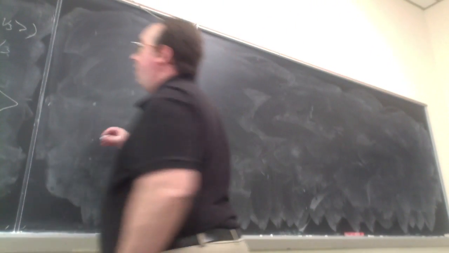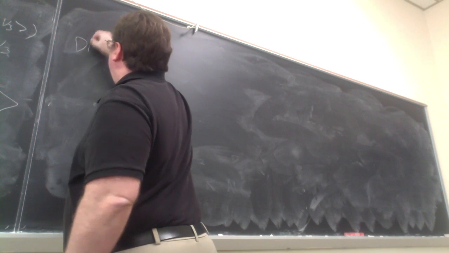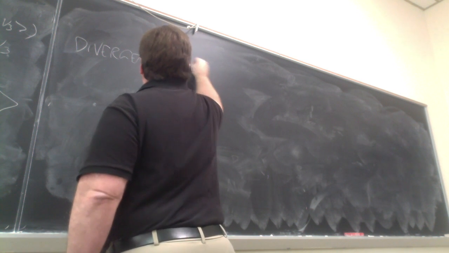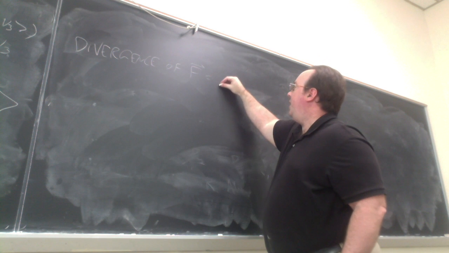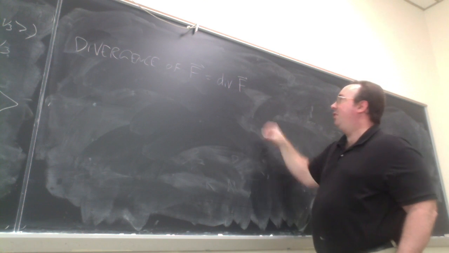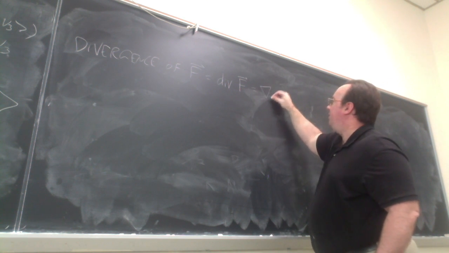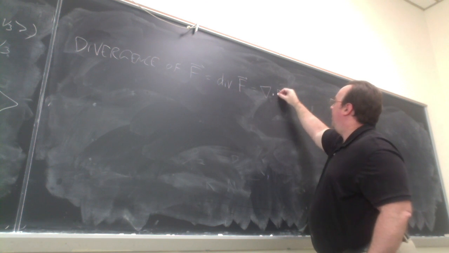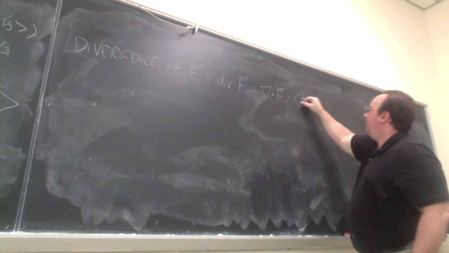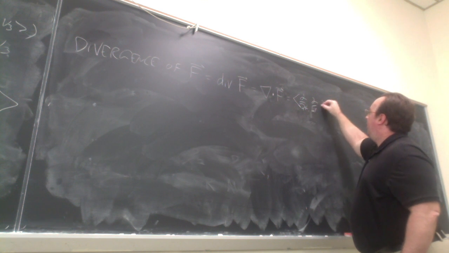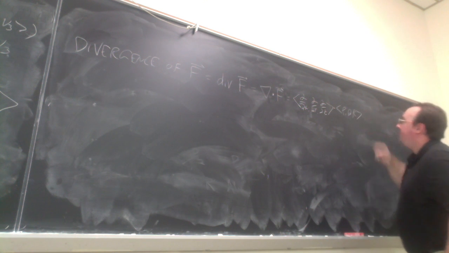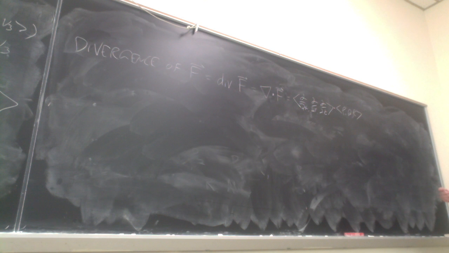Okay, so the first operation of interest, the simpler one, is the divergence of a vector field F, which is abbreviated as div F, is defined in terms of vector operations as the dot product of this del vector with F. So if I write this out component by component, I have ∂/∂x, ∂/∂y, ∂/∂z, dot P, Q, R. So now I multiply corresponding components and add them up.